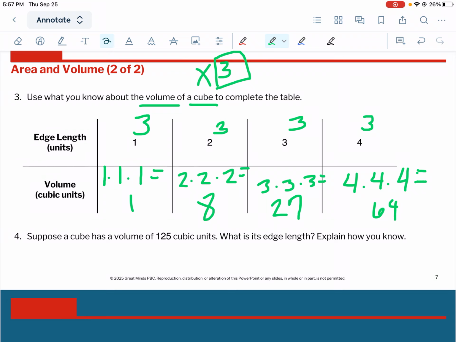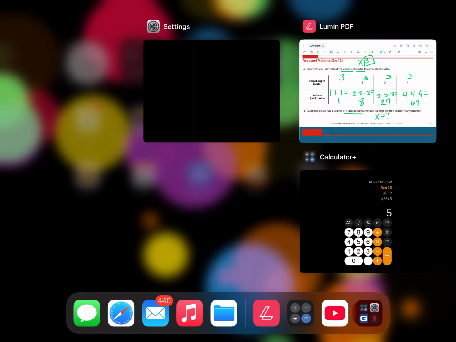That's it. Number 4 says, suppose a cube has a volume of 125 cubic units. What is the edge length, meaning what is the x value? So x equals what? And explain how you know. Now, off the top of my head, I know that the answer is 5, just because I'm just that good and I've been doing it just as long.